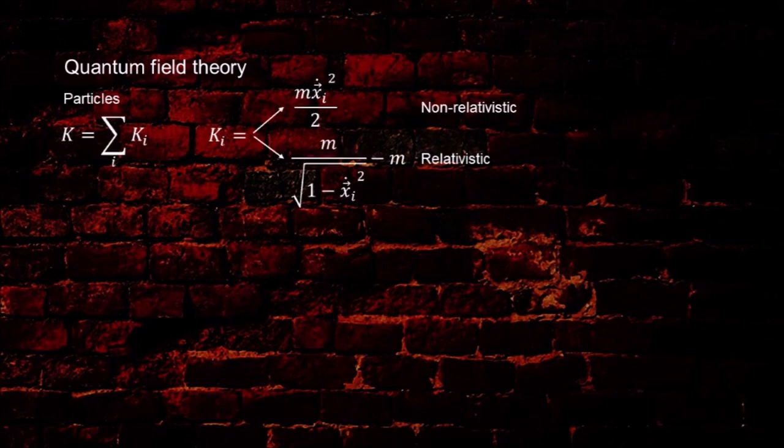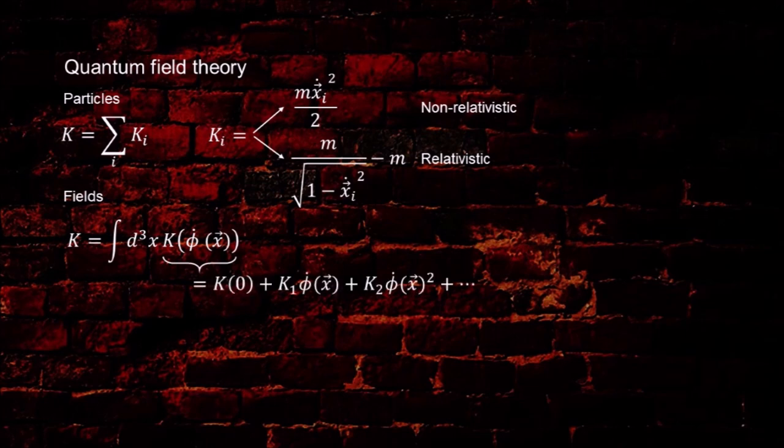So, now that we have all the ingredients to quantize a field and to derive its equations of motion, all we need is the Lagrangian. For a system of particles, the kinetic energy is the sum of the kinetic energies of the individual particles. We will assume this to be the case for a field as well. Let us expand this term in powers of phi dot, where k1, k2, and so on are the Taylor coefficients. We can set the first coefficient to zero, since by definition, kinetic energy is zero if nothing is changing with time.